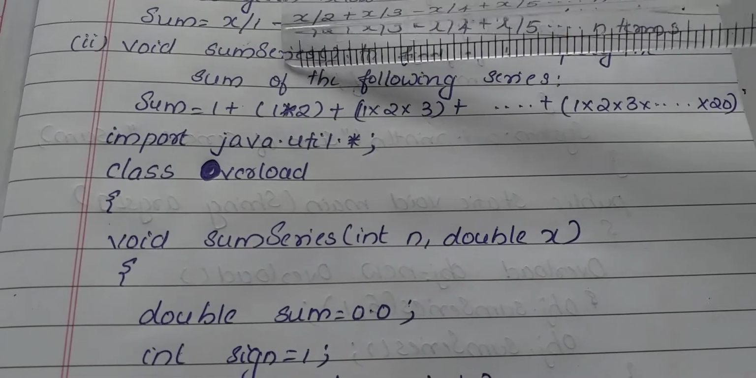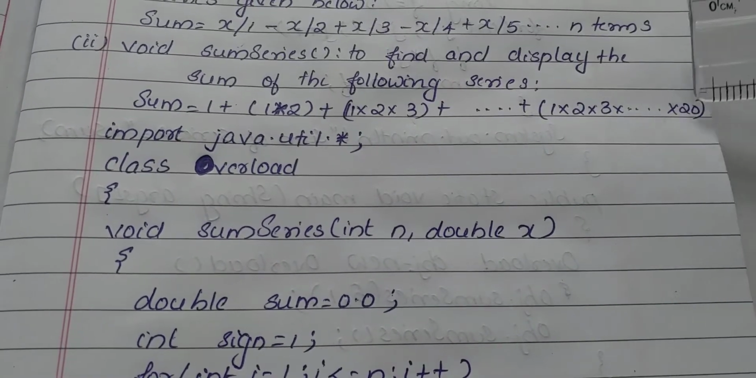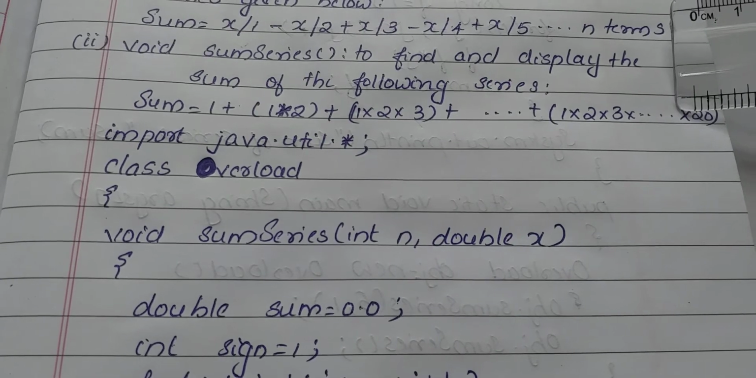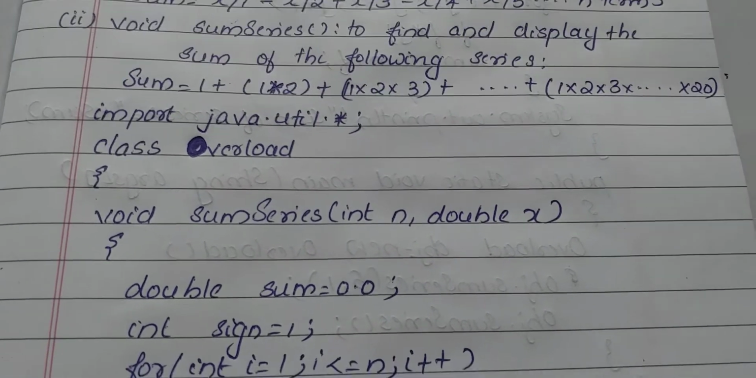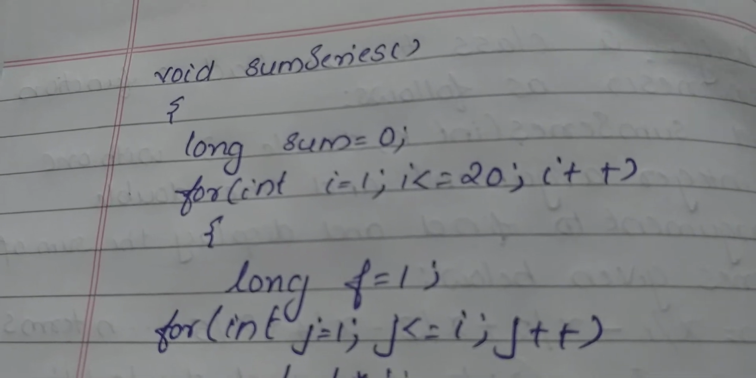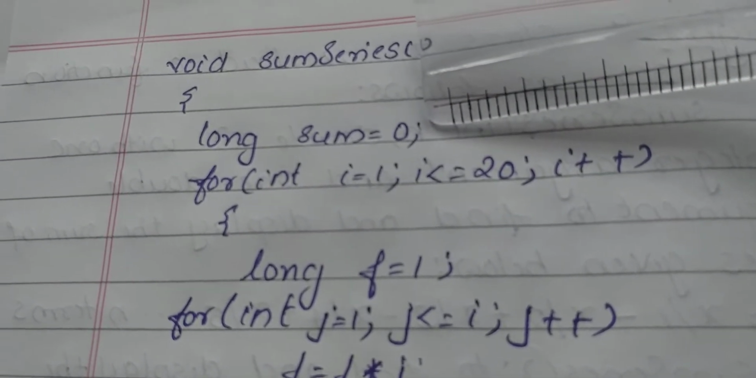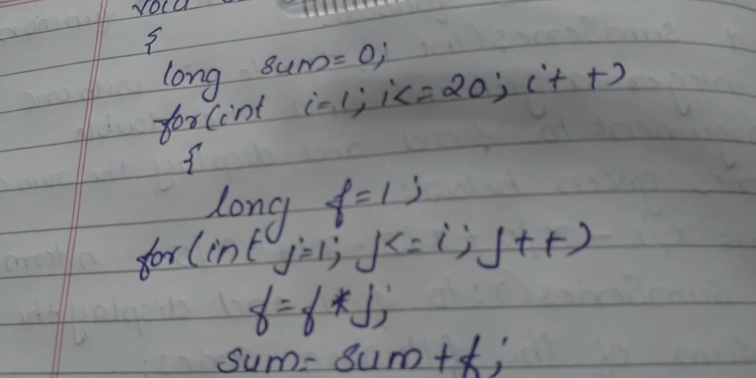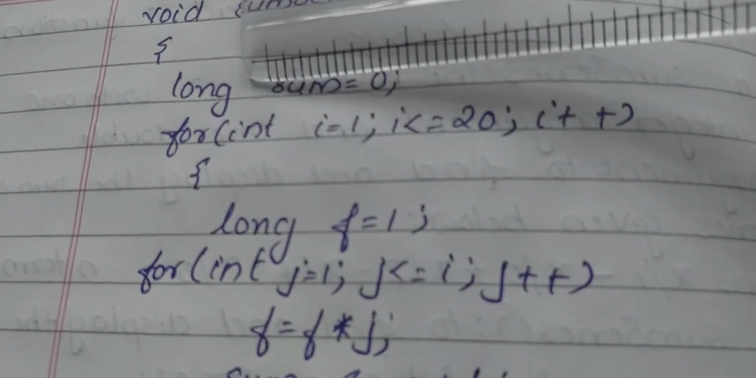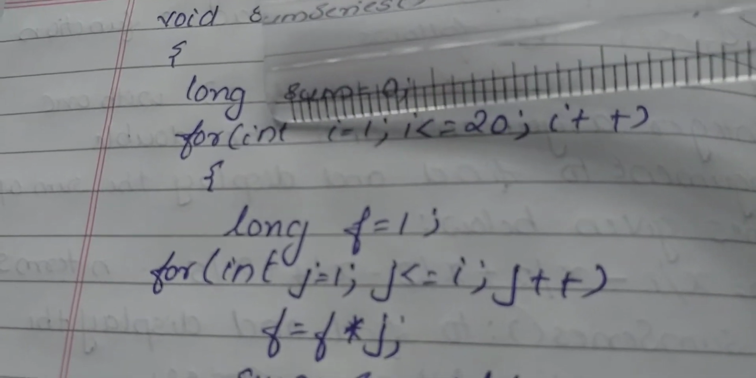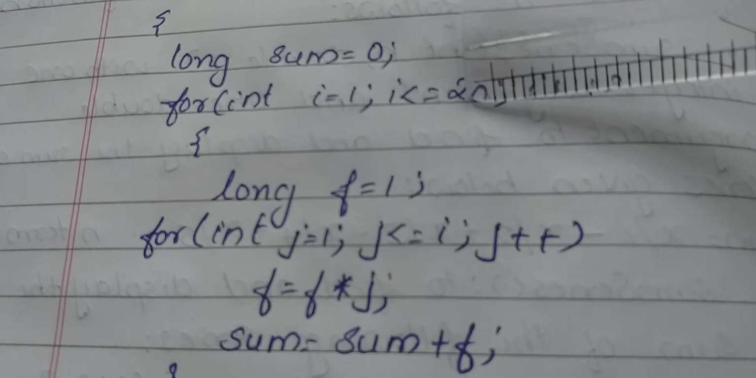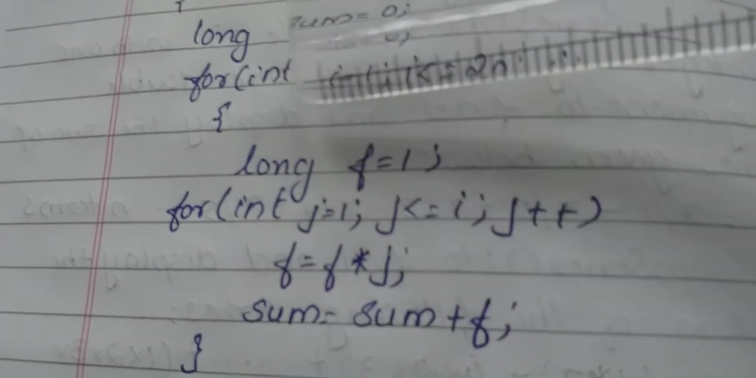So what is the initial value of i for the for loop? It is 1. What is the final value? We want to find up to 20, isn't it? So here is the program, void sumSeries. We want to find the sum. I have declared it as long, since we want to find the factorial up to 20. It's a large number, so we can't store it in the integer data type. So our loop starts: for int i equal 1, i less than or equal to 20, i plus plus.